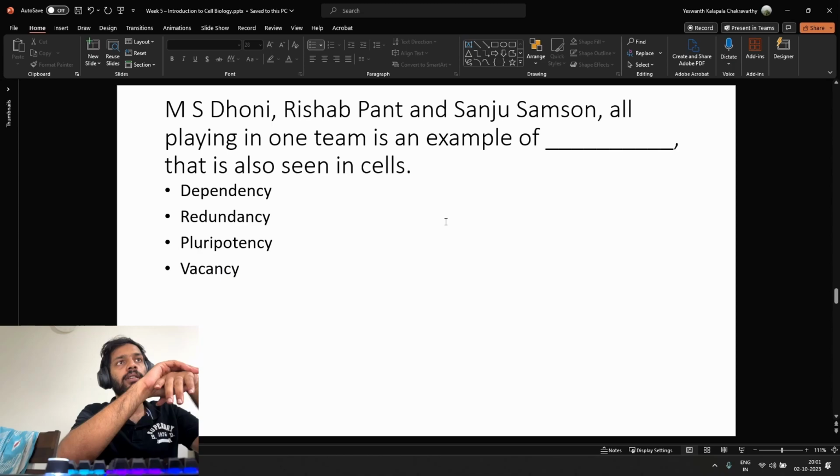Okay. MS Dhoni, Rishabh Pant, and Sanju Samson all playing in one team is an example of dash that is also seen in cells. I don't watch cricket, so I have no idea who these people are except MS Dhoni. But redundancy. Second, B. Oh, okay, great.